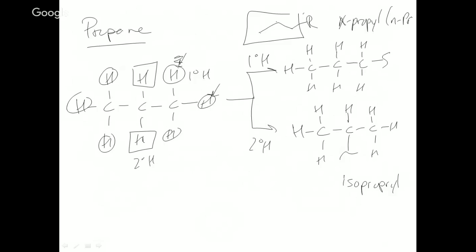Abbreviations, you might see NPR, IPR. Okay. Skeletal looks like that. All right, so now we have two isomers of propyl groups. Got to draw this all out and keep practicing. Remember butane now. We had two isomers of butane, N-butane and isobutane. So let's take a look at both. Let's look at N-butane first.